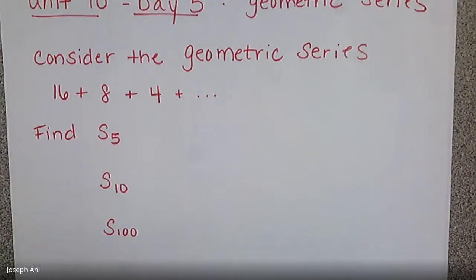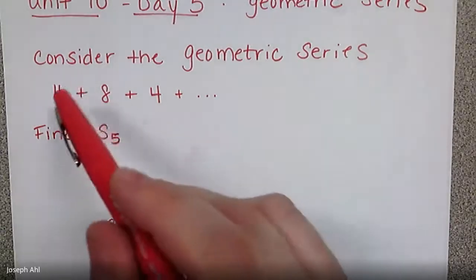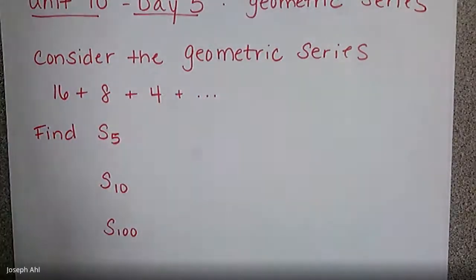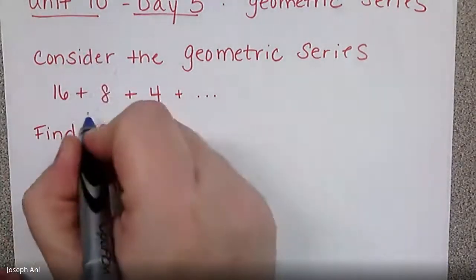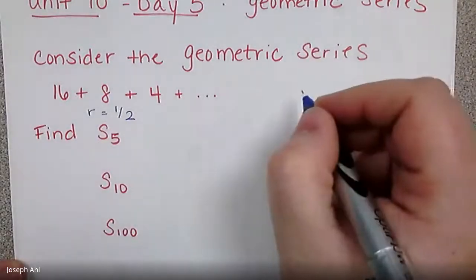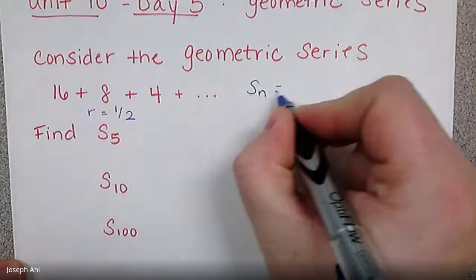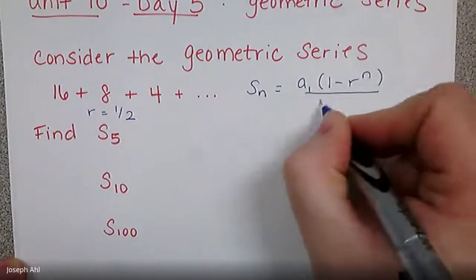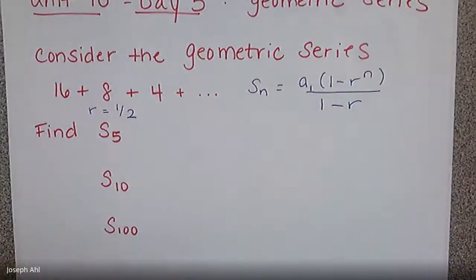So if we look at 16 plus 8 plus 4 plus ... hopefully you can see what the pattern is here as we're going from one term to the next. We're multiplying by a ratio of 1/2. So in this geometric series, we know that r equals 1/2. And remember that the formula for a geometric series is S sub n equals a1 times 1 minus r to the n over 1 minus r.